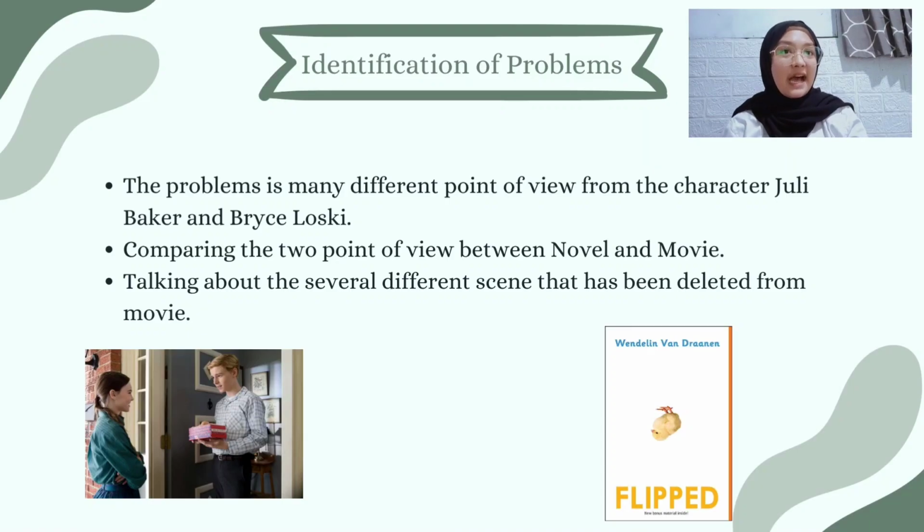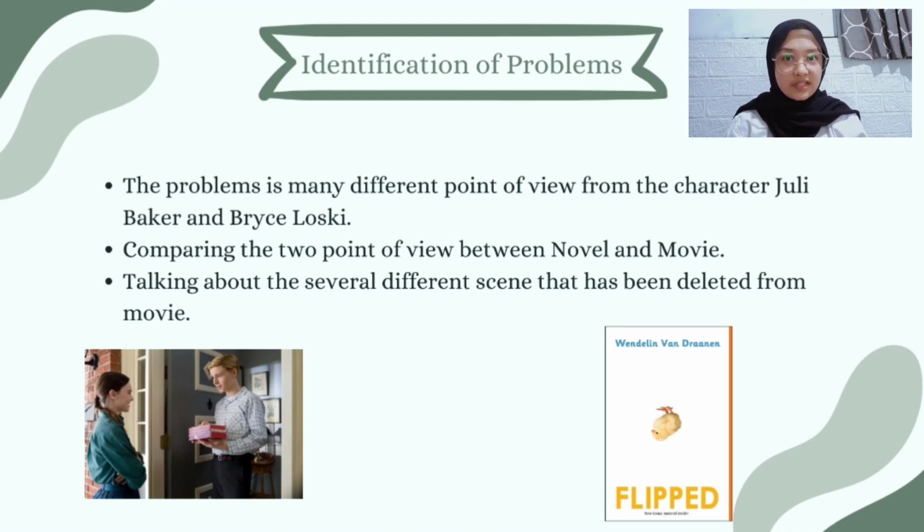The second is identification of problems. One problem that I found in the novel and the movie is the many differences between Julie Baker's point of view and Bryce Loski's point of view. I need to compare the meaning of each character's point of view through the novel and the movie. In Bryce Loski's point of view, Julie Baker is a horrible girl and also Bryce's nightmare. He was always bothered by Julie Baker.